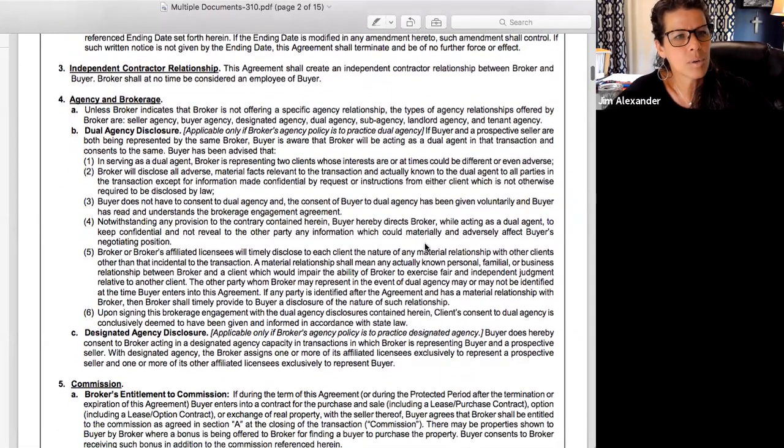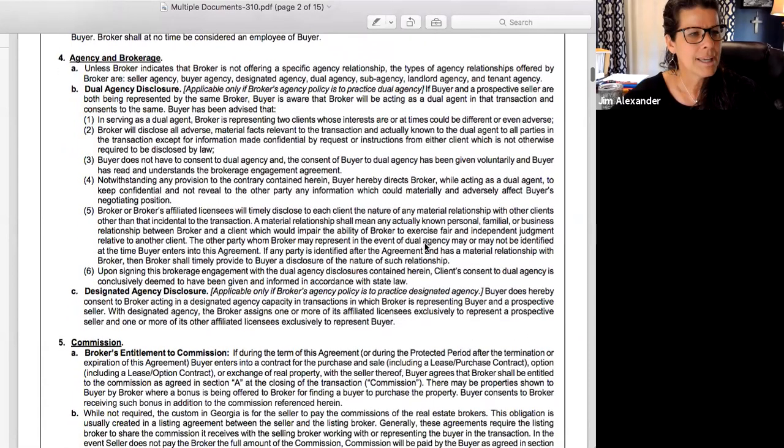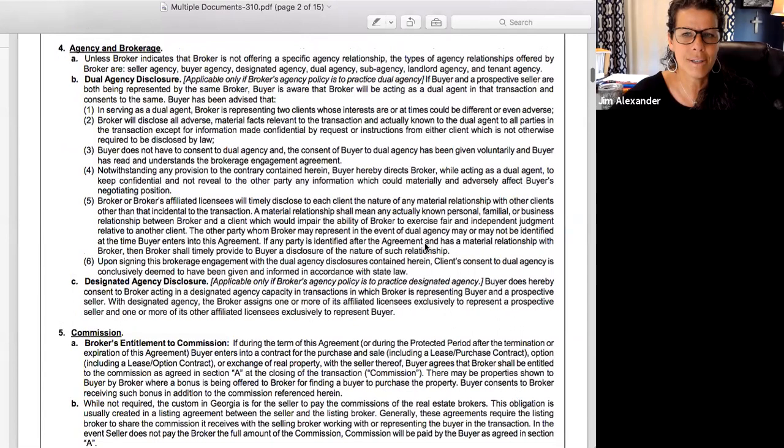Number 3 really doesn't require a lot of explanation. It just reiterates that, hey, we're an independent contractor. Number 4 talks about the different types of agency. So is everybody clear on what designated agency is? Any questions about designated agency? That is when Jim's a broker, and then you and another agent in this office each have a side of a contract. One of you represents the buyer and one of you represents the sellers. That is designated agency. Are there any questions about that?